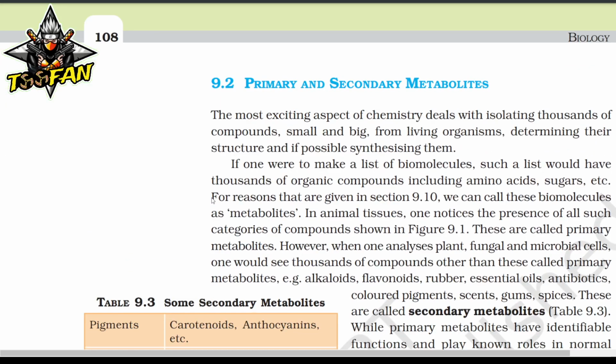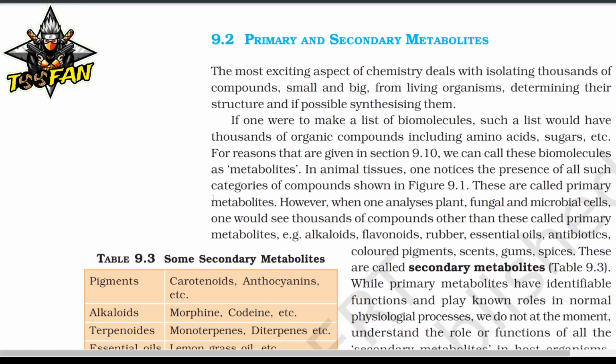Now, primary and secondary metabolites. The most exciting aspect of chemistry deals with isolating thousands of compounds, small and big, from living organisms, determining their structures and, if possible, synthesizing them. If one were to make a list of biomolecules, such a list would have thousands of organic compounds including amino acids, sugars, etc. For reasons that are given in section 9.10, we can call these biomolecules metabolites.